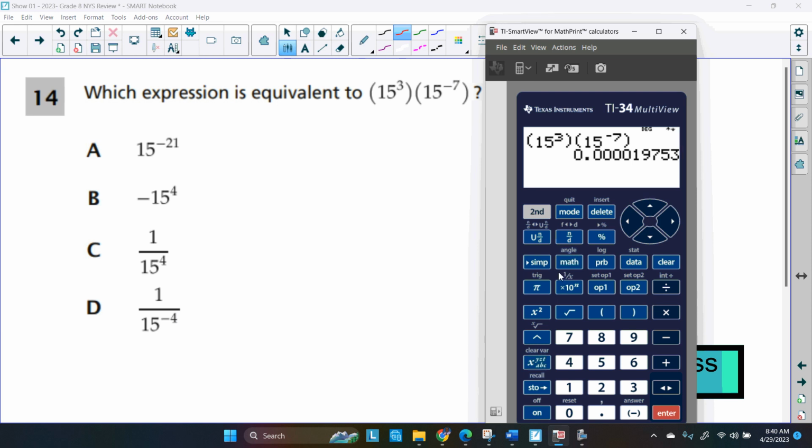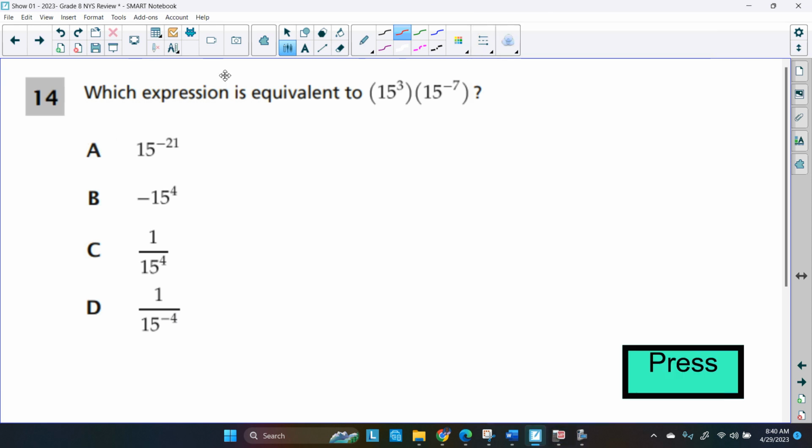So if I were to type, let's try the first one, 15, raise that up to negative 21, and see if it equals 0.99919. So, whoa, no, it does not equal that at all. That is not a good answer. So I know not to choose that one. So, Dr. Rob, it's got to be B, C, or D. What is this law of exponent you were talking about?